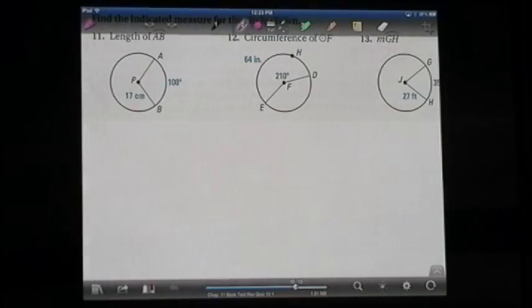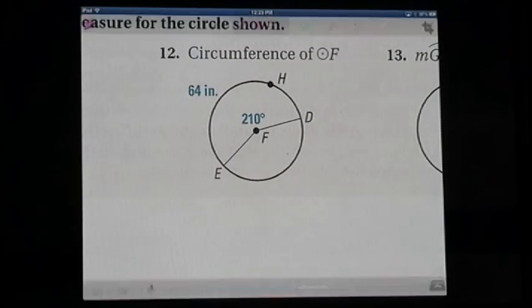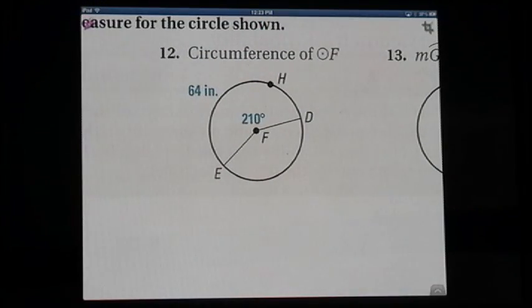Okay, moving on to the circumference of F. All right, this is similar but backwards to this because we don't know the circumference. And probably the easiest way to work this one is using proportion, but you don't have to. Okay, it says this length is 64 inches. Okay, and this is one way to work it. 64 inches, and we don't know what the circumference is. We can call it C if we want, the whole circumference.